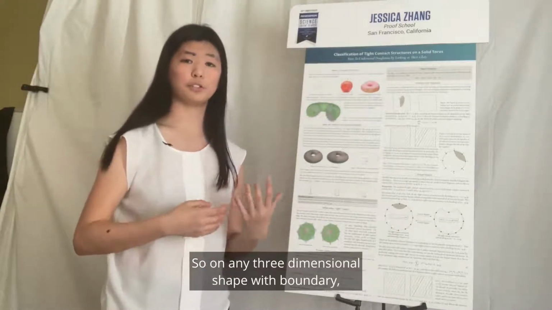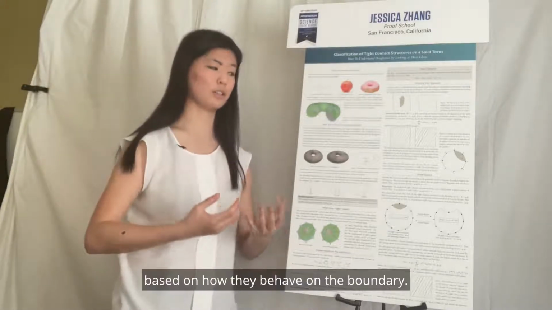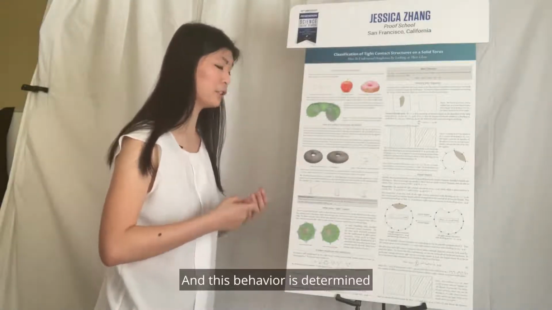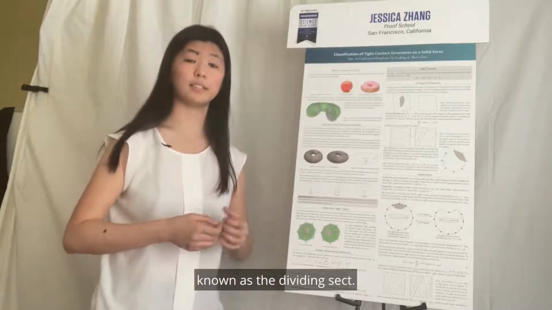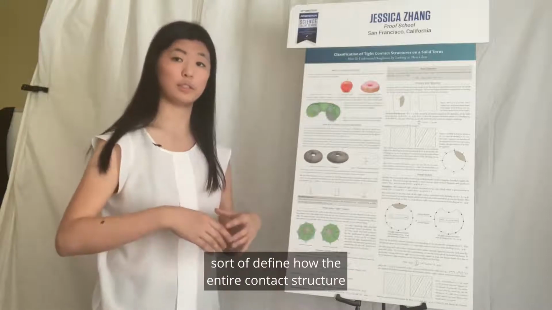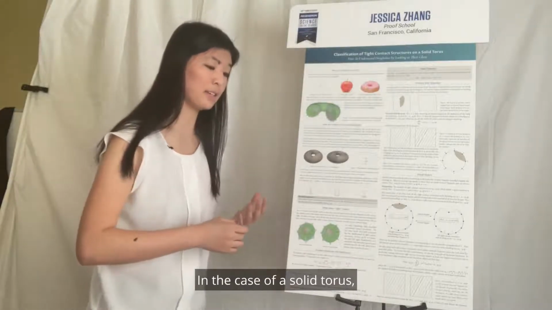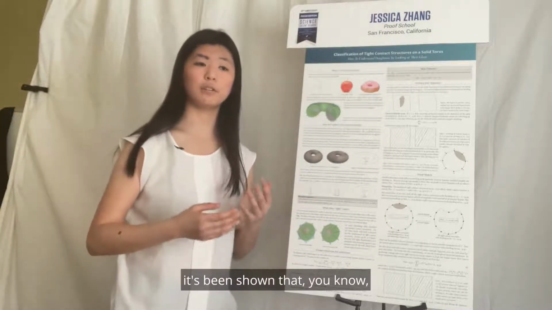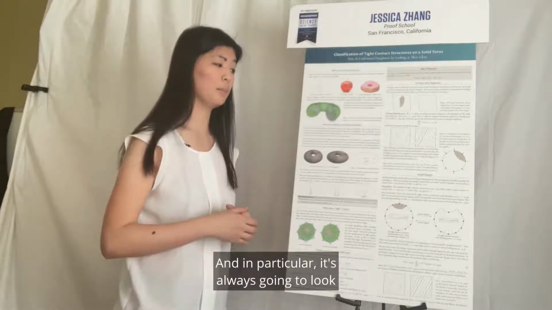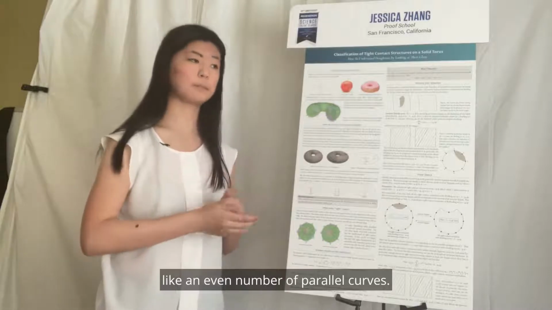On any three-dimensional shape with boundary, the classification of contact structures boils down to a classification based on how they behave on the boundary. And this behavior is determined by a special set of curves known as the dividing set. These are some curves on the boundary, and they're going to define how the entire contact structure behaves on the boundary. In the case of a solid torus, it's been shown that the dividing set can only take on certain specific forms, and in particular, it's always going to look like an even number of parallel curves.